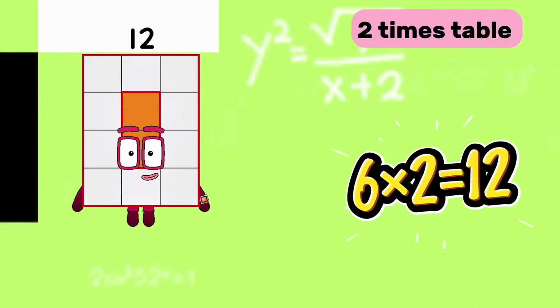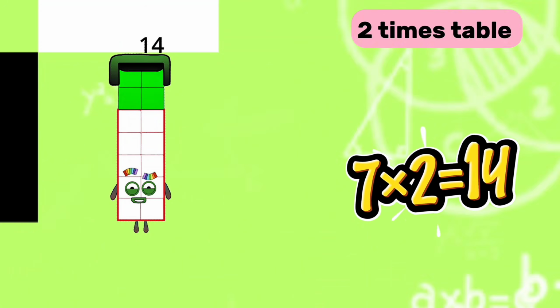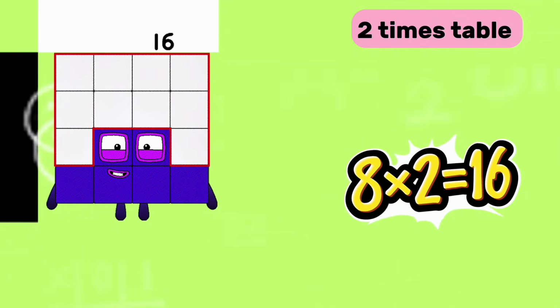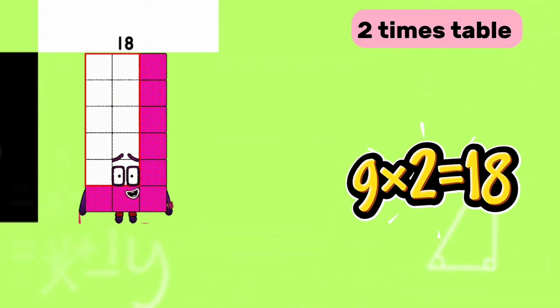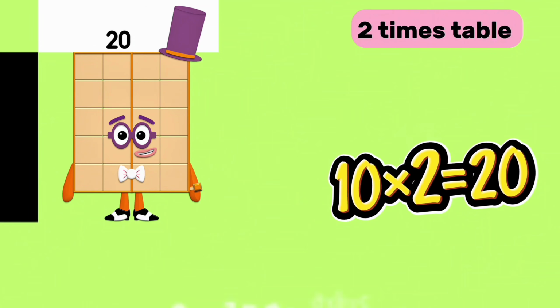6 times 2 is 12. 7 times 2 is 14. 8 times 2 is 16. 9 times 2 is 18. 10 times 2 is 20.